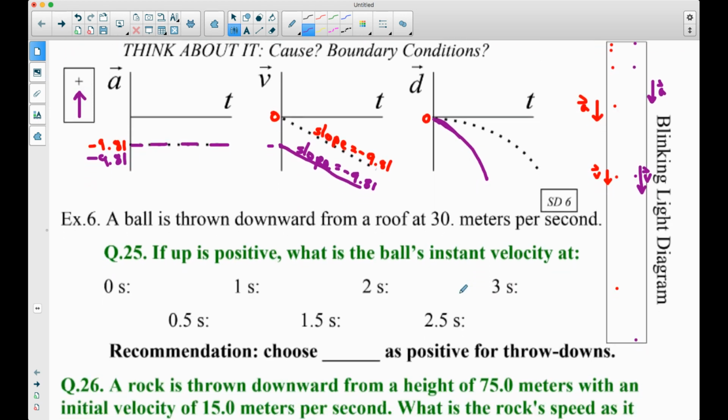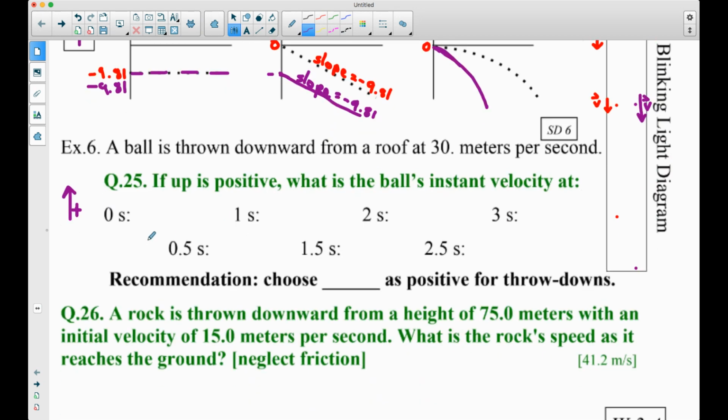All right, check this out. A ball is thrown downward from a roof at 30 meters per second. Okay, before you get crazy and start thinking, oh, I got you. The VI is 0. Well, let's call up positive for this one also. Even though when you do your calculations, I recommend calling down positive.